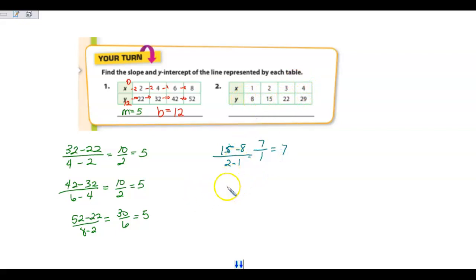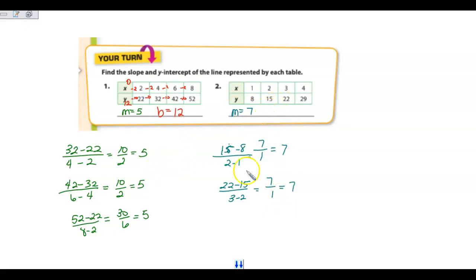22 minus 15, and my x is 3 minus 2. That's 7. That's 1. So do I have a constant? Yes, I do. My slope is 7.